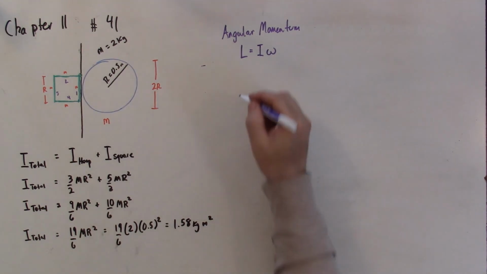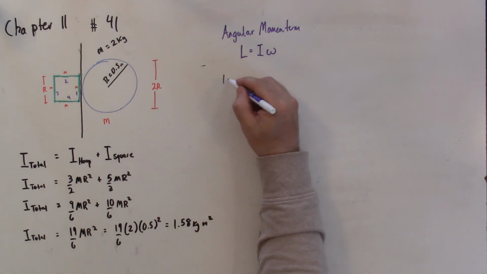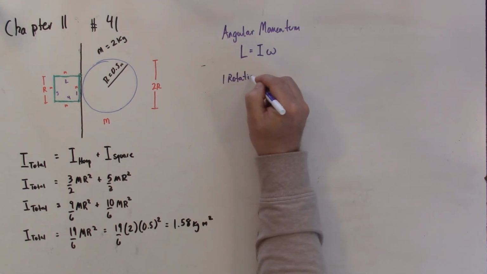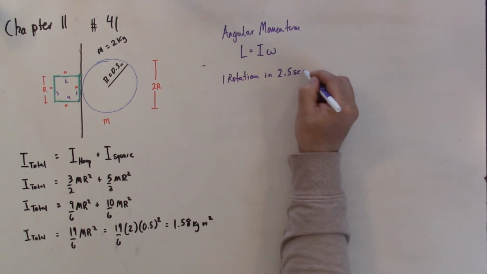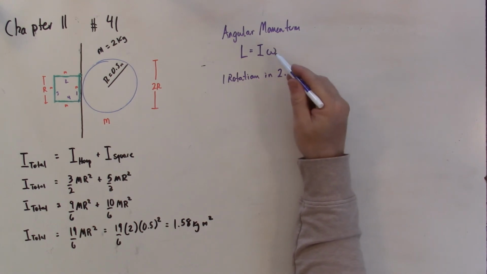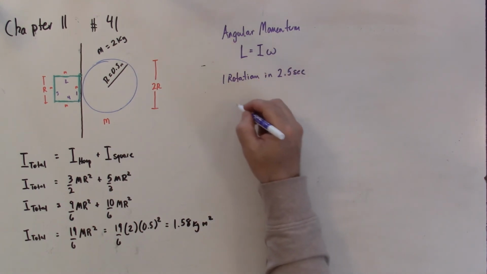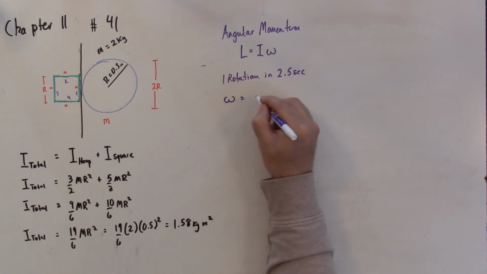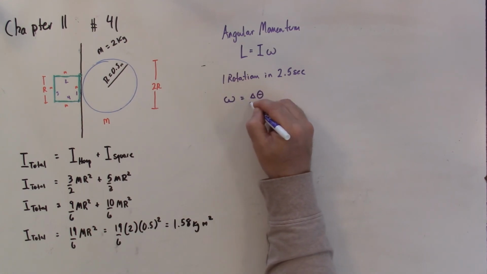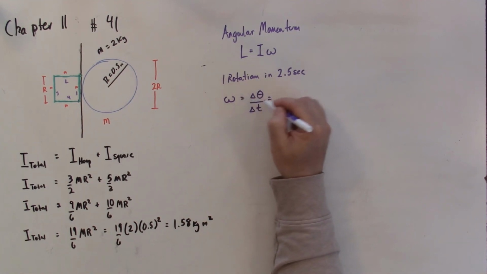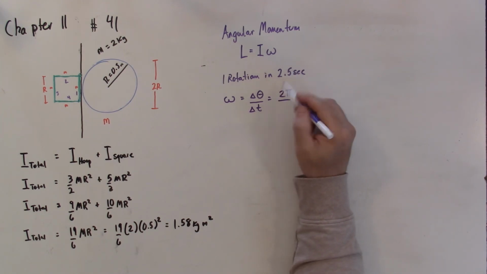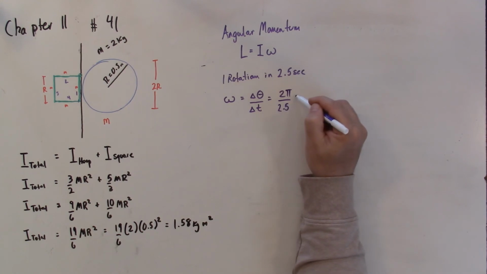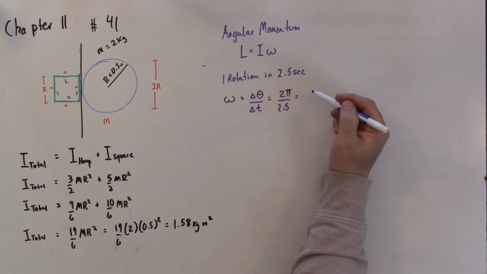One thing that it tells you is that it makes one rotation in 2.5 seconds. So is any of this the angular velocity? It's not, but you can get it from there. Angular velocity tells us the change in the angle over the change in the time. Well, if I did one rotation, how many radians is that? Turns out it's 2 pi radians, and the time it took was 2.5 seconds.